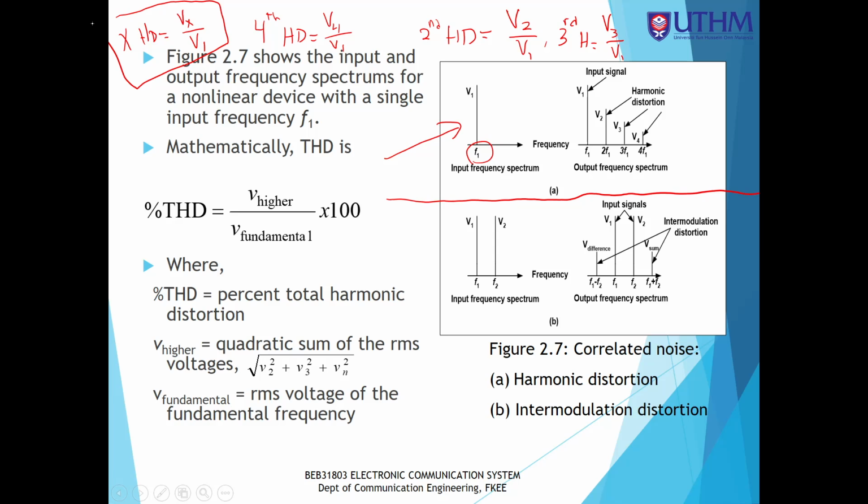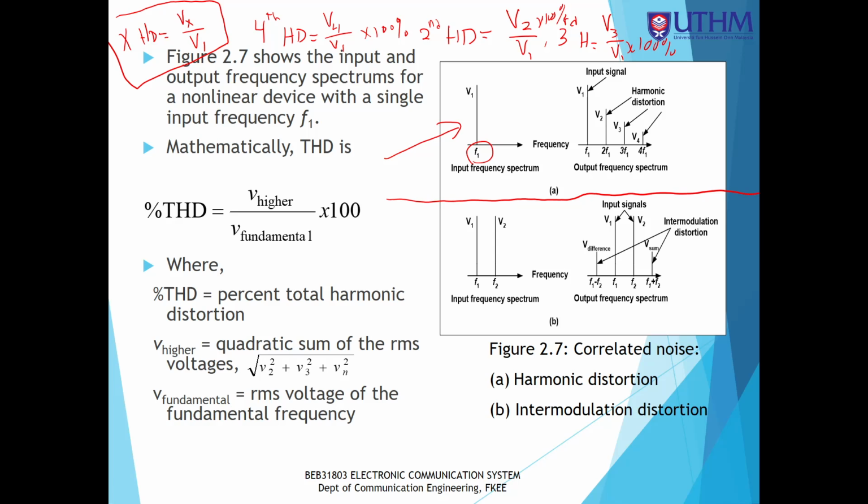Apa unitnya? Dia tidak ada unit. So you boleh tulis dia dalam sebutan percentage. If you multiply with 100%, you can make it a percent. Kalau you darabkan dengan 100%, dia akan jadi persen. Kalau you tak darabkan, dia tiada unit. So if you multiply with 100%, that means the unit is going to be in terms of percentage.